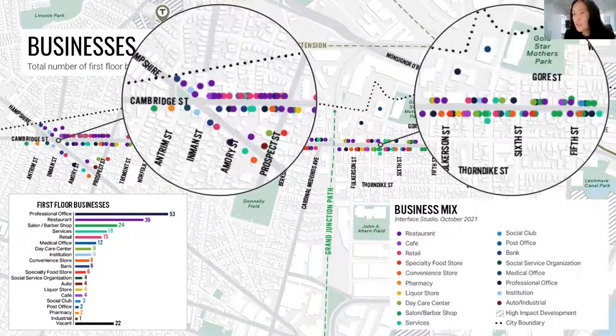So there's a lot of stuff on this map. I don't expect you to look at every dot and figure out what's going on, but I did want to make two points. If you look at the zoom ins, the circle on the left is a zoom into Inman Square, right? And you'll see a lot of pink and purple. That's really where the concentration of restaurant, cafe, and retail is. I think most people would agree with that. That is kind of the center for those types of uses.